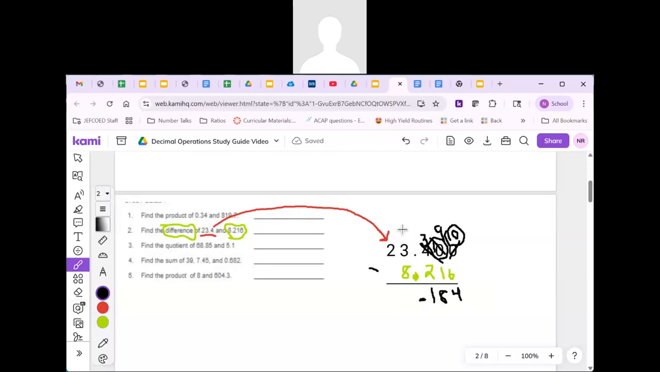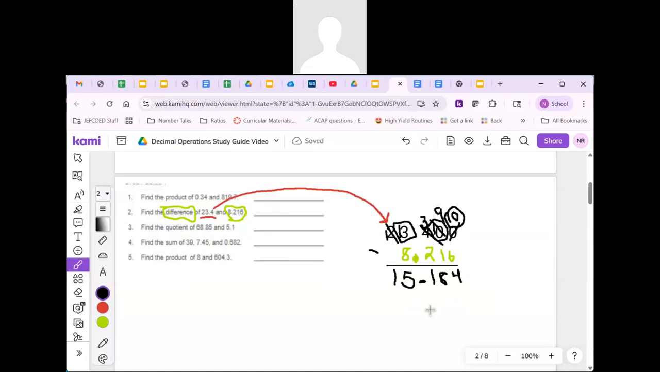Now it's 3 minus 8. Well, I can't take 8 away from 3. Regroup. So the 2 is now a 1. That 1 becomes 10. And that 10 combines with the 3 to give you 13. 13 minus 8 is 5. And 1 minus nothing is 1. So 15 and 184 thousandths.